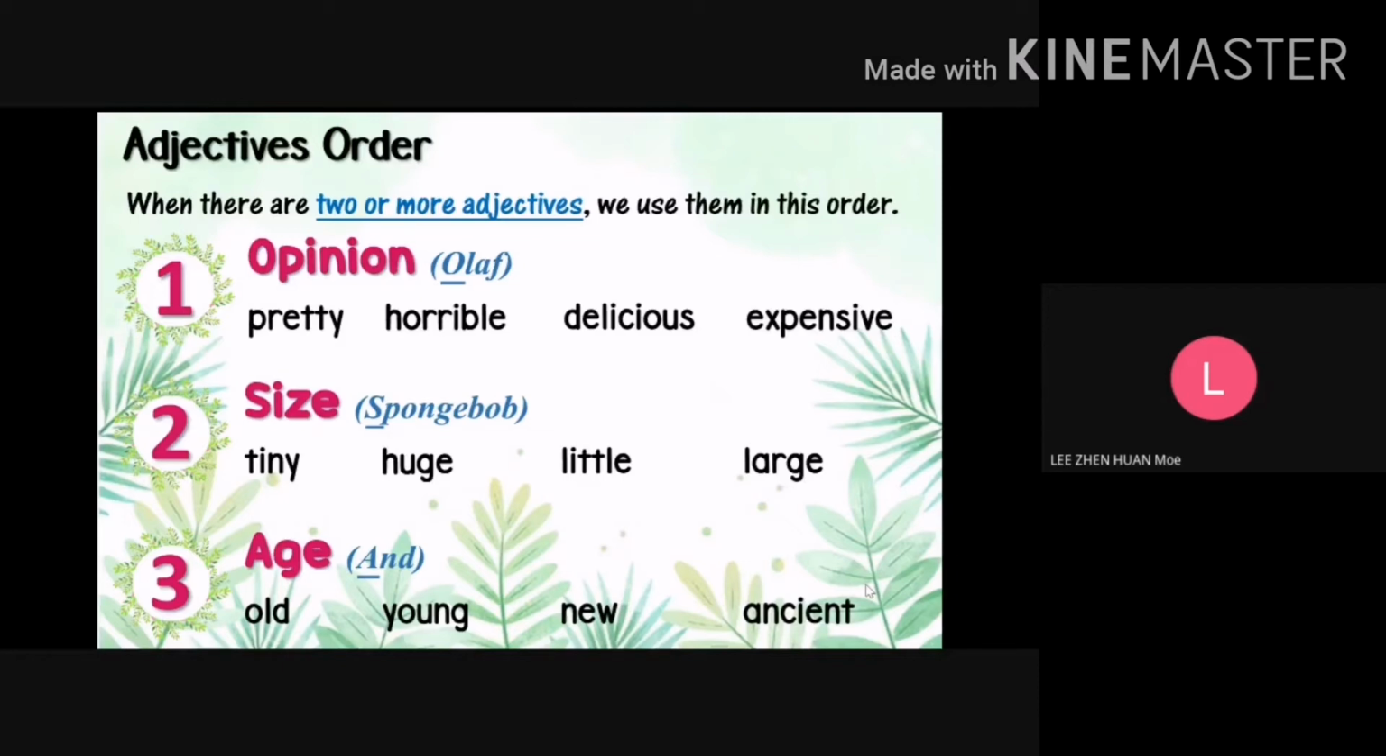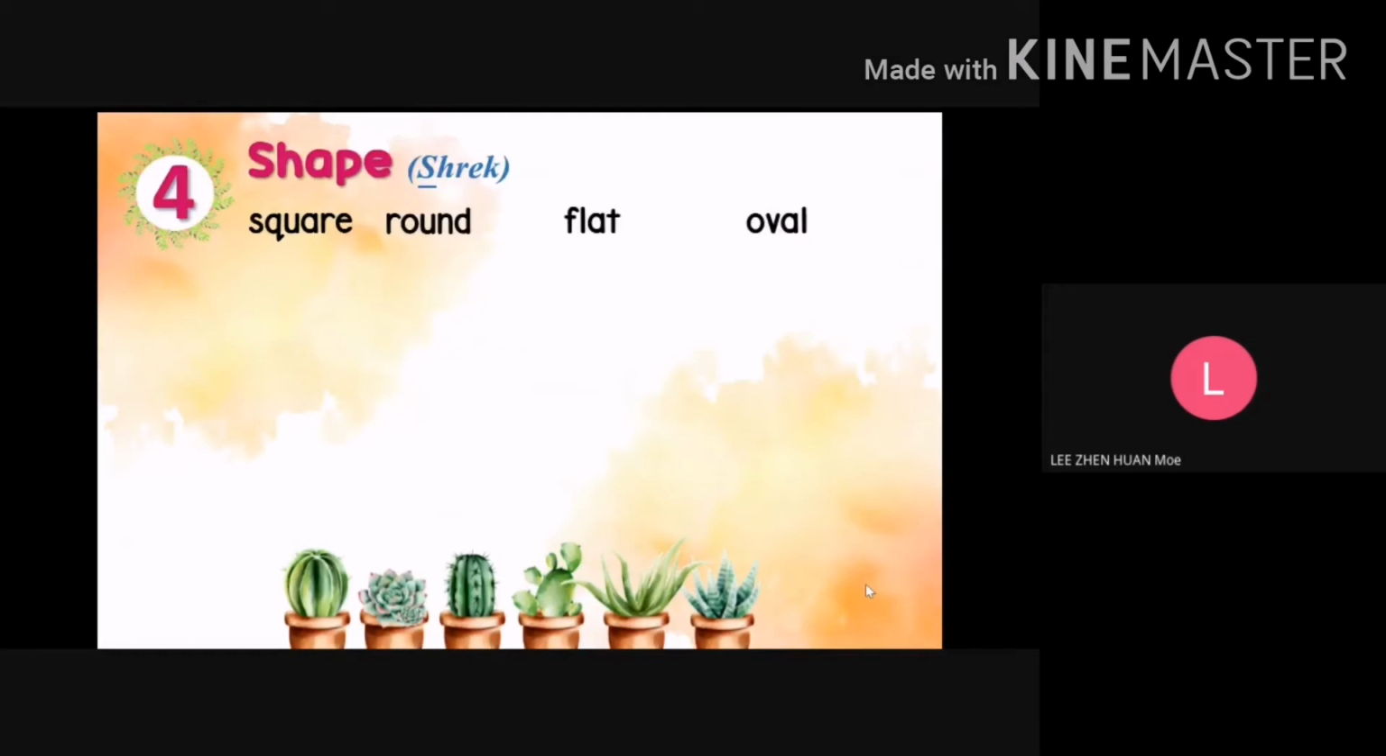Okay, for example, based on these three adjectives, if you want to write sentences, we must follow this order. We cannot simply go with size first, then follow by age and then opinion. It cannot be. It must follow the order of opinion, size, and also age. Okay, what about the fourth one? The fourth one is shape. I believe that every one of you knows what shape is, right? So you can remember S stands for thread. Shape such as square, round, flat, and oval.